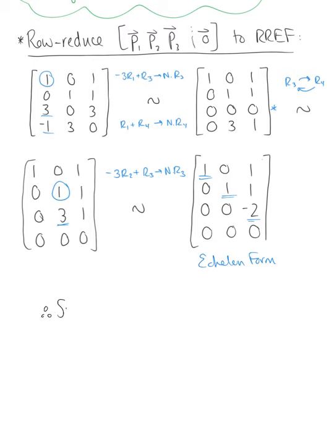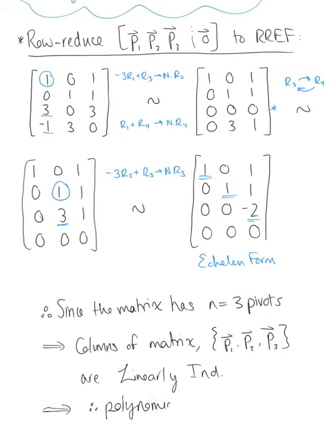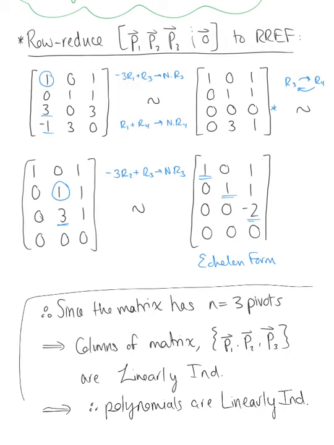And we can say that since the matrix has n equals 3 pivots, a pivot position in each column, then the columns of the matrix, which are defined as the set of vectors p sub 1, p sub 2, p sub 3, are in fact linearly independent, which further allows us to conclude that therefore the polynomials are also linearly independent. And this is our beautiful final answer.